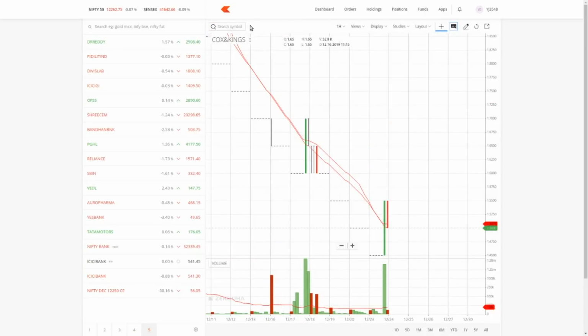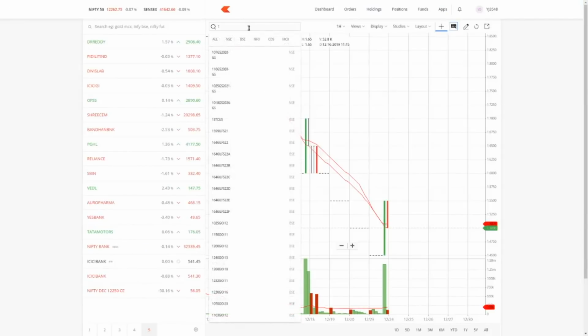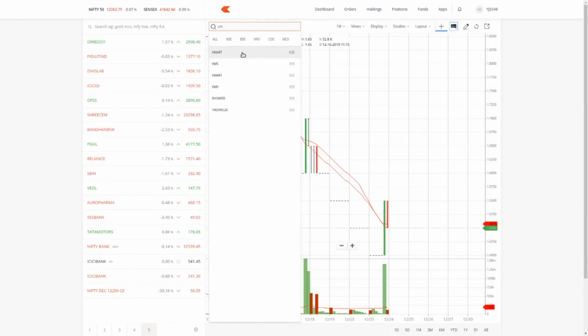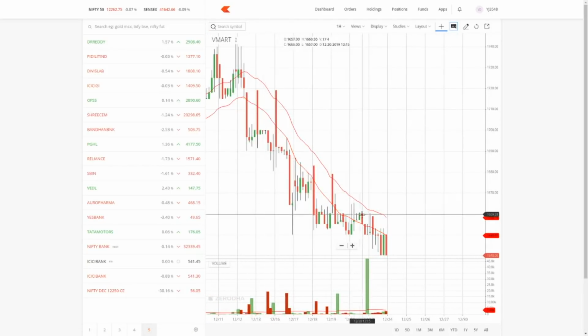If you see here, Cox and Kings has very low trades. So let me look at VMart. We can clearly see a bearish or falling regression line being identified using moving averages of high and low.